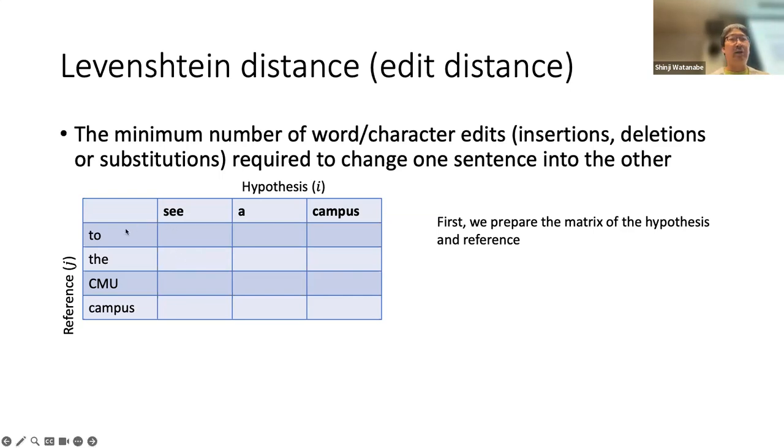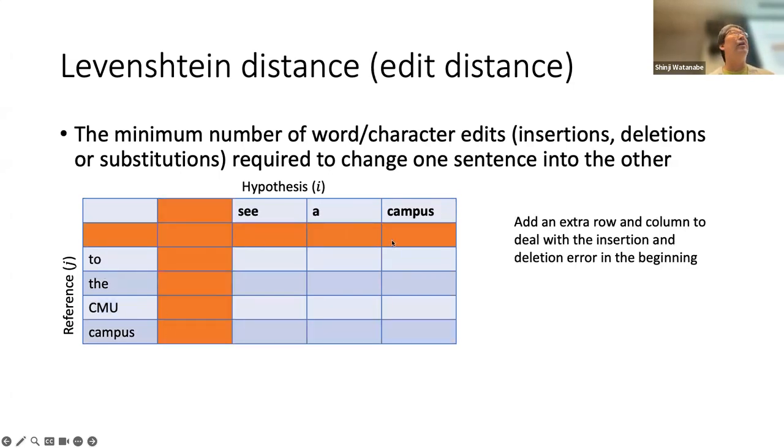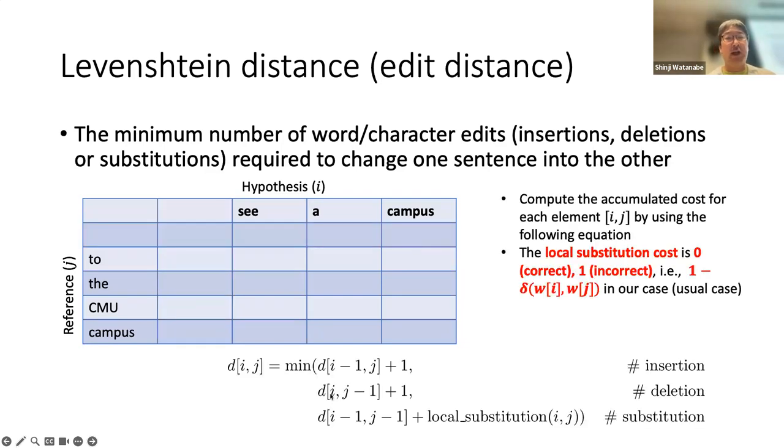First, we write the reference and the hypothesis as a matrix, okay? Then we insert one additional column and one additional row. These extra row and column correspond to the case where there is no output in the reference or no output in the hypothesis. Then we can compute the errors by checking this table and computing each error. Usually we use these equations, which correspond to the insertion error, deletion error, and substitution error. I will explain each of the errors in more detail.